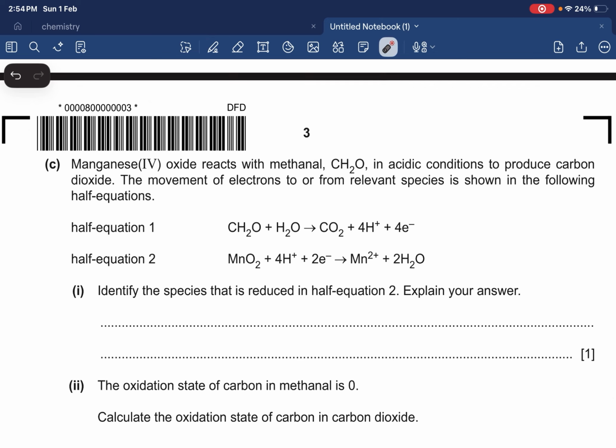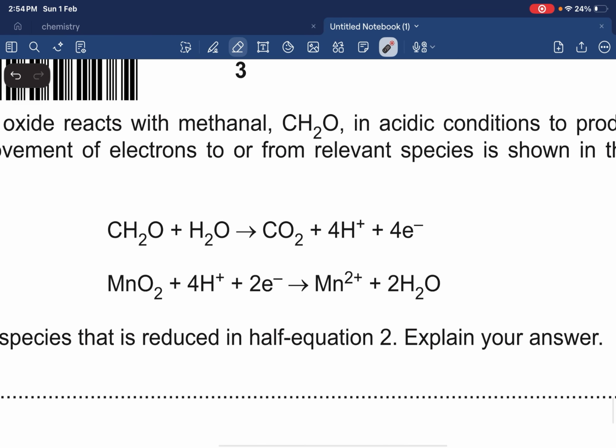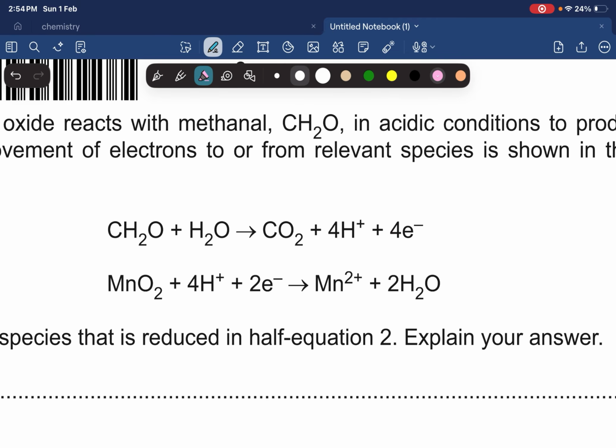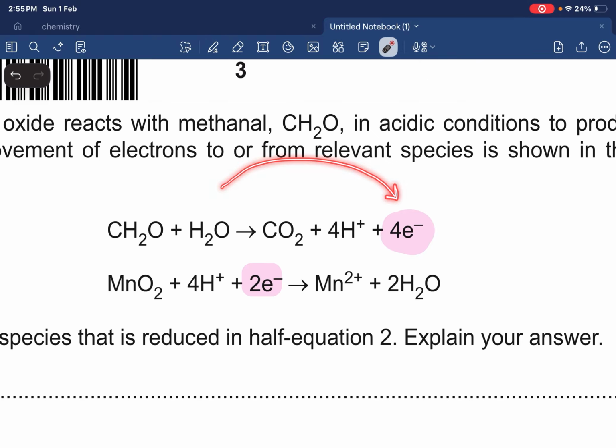Manganese IV oxide reacts with methanol. This is your methanol, and in acidic conditions to produce carbon dioxide. The movement of electrons to or from relevant species is shown in the following half equations. This is your first equation, this is your second equation. So what's happening is that if you try to understand, over here you are losing 4 electrons, and over here you are gaining 2 electrons, right? So that's what's happening. Loss of electrons, which is going to be oxidation, and gain of electrons, which is going to be reduction.